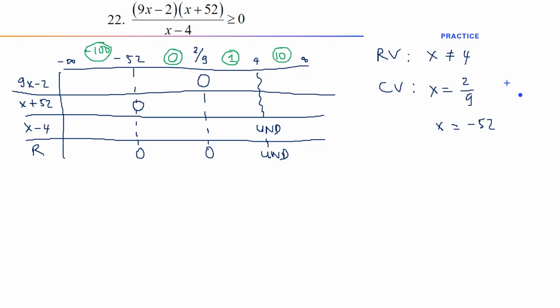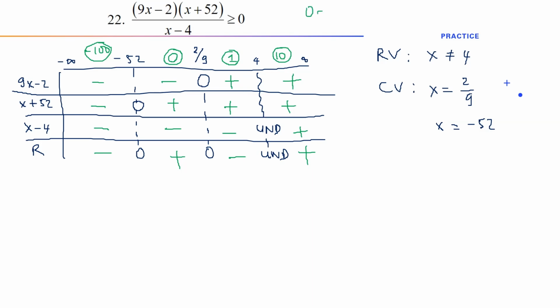Alright, negative 100: negative 900 minus 2, that's negative, which makes us negative. Okay, 0, we have negative 2, we have positive 52, we have negative 4. We have positive. 1: 9 minus 2 makes it positive, 1 plus 52 is positive, 1 minus 4 is negative. So 10: 90 minus 2 positive, positive, positive. So the result is positive. We want greater than or equal to 0.